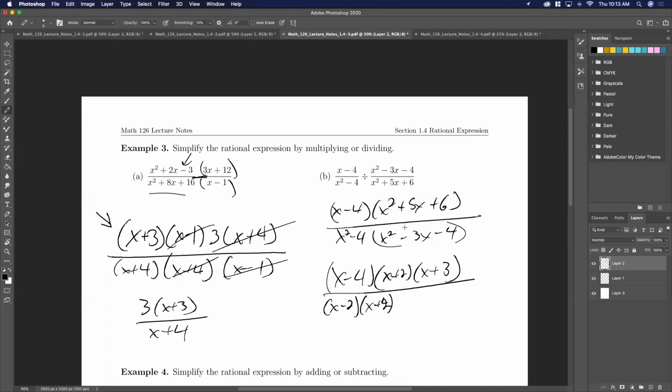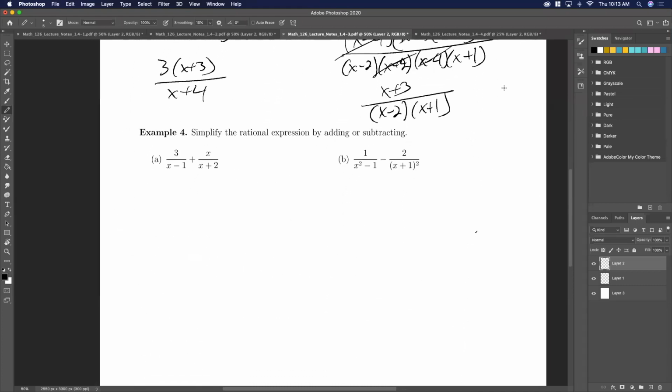And then here, I'll have x minus 4, x plus 1, because I want to multiply to -4 and add up to -3. All right, so what can we cancel here? We have a -4 on top and bottom. We have an x plus 2 on top and bottom, and that's it. So we have x plus 3 all over x minus 2, x plus 1. Okay. And so that simplifies.